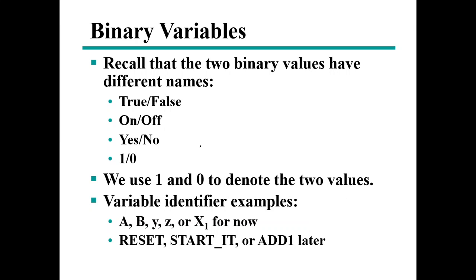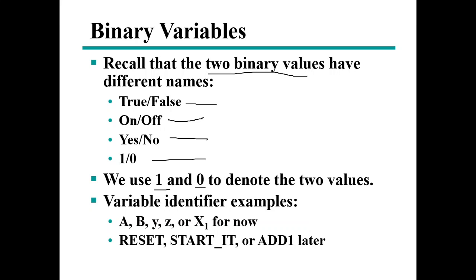Binary variables, we said, can have two binary values, and these two values are called by different names. They can be called true or false, on and off, yes or no, 1 and 0, it doesn't matter. These are two different values. We can call them any of these combinations in different cases. Usually, for the purpose of this course, we use 1 and 0 to denote the two values.